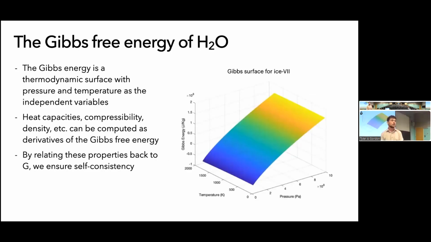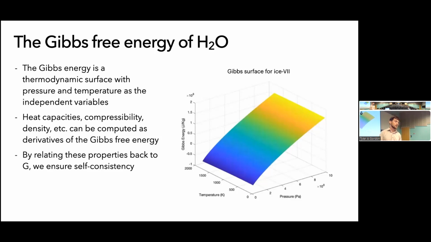So I'm going to dive a little bit into the thermodynamics part of this, and I'm going to try to make it sort of brief because this is the unfun technical part, but it is important because it was a large part of the work that I did on this project. So we represent the thermodynamics of these ices using the Gibbs free energy.